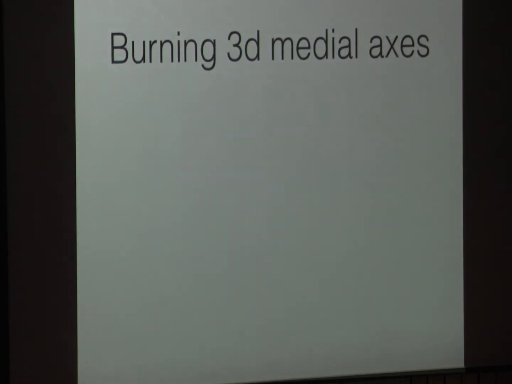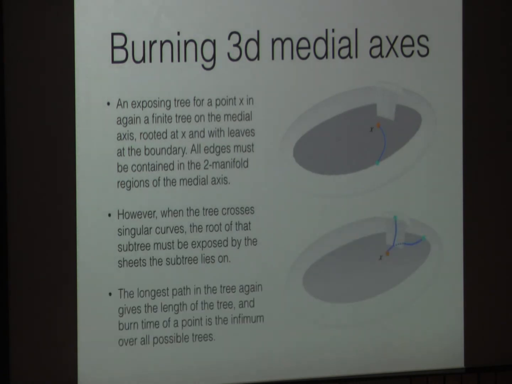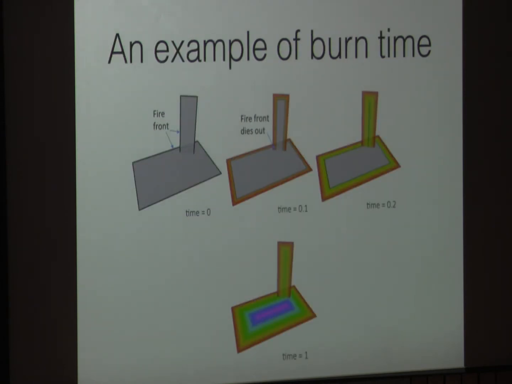But problems with the tree. Okay, so then we say the burn time is the infimum over all possible trees boundary in this way. So for, in particular, that X, there are two possible burn trees. Whichever one has a better minimum or better length is going to be your burn tree. So how does this behave? Well, it behaves just like we expect.